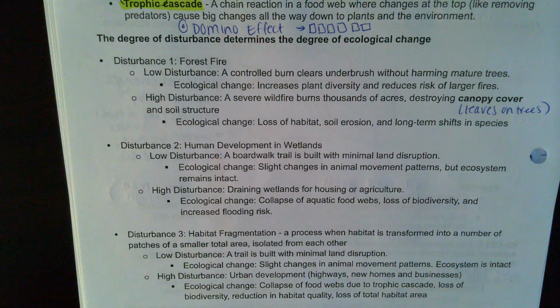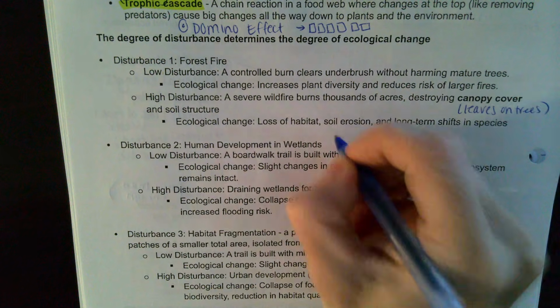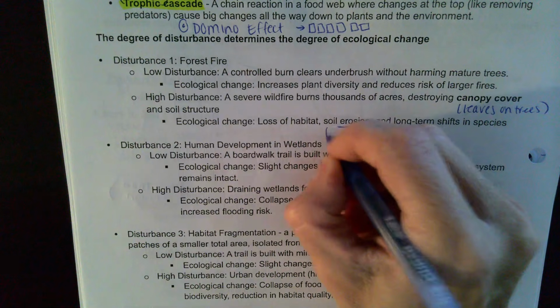The nutrients in the soil: the carbon, the hydrogen, the oxygen, and the nitrogen. It can take a really long time for that forest to regain or reestablish itself through ecological succession. We'll talk a little bit about ecological succession on the next page. Ecological change, in this case, is loss of habitat. Habitat is where the animals live. So they used to live in that forest, but now it no longer exists. We have soil erosion. I know a few people didn't really know what erosion meant. Erosion is wearing away.